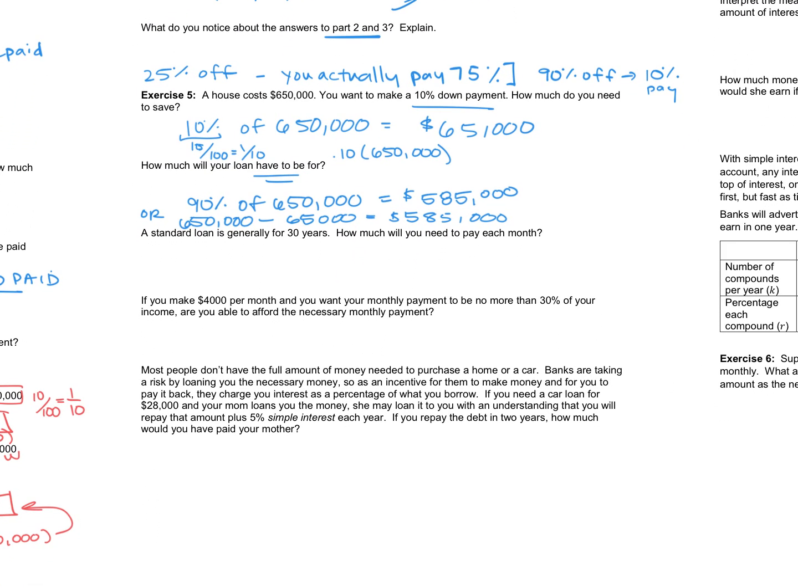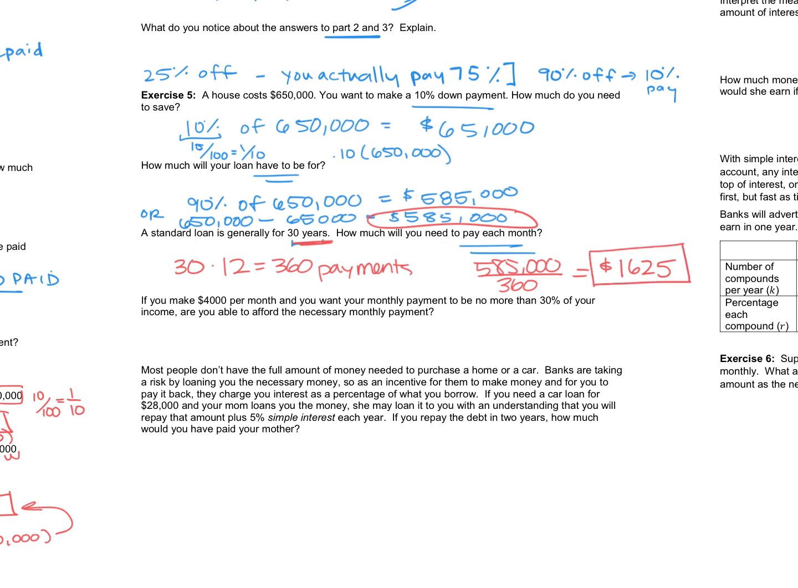Now, a standard loan is generally for 30 years. So how much do we need to pay each month? And just a little side note, this is not including interest. This is just paying what we would call the principal loan amount. So if we know that we need to pay $585,000 for 30 years, let's think about how many payments that would be. So 30 years, each year has 12 months in it. That's 360 payments. So if we take that $585,000 and divide it by 360, that would get me how much each of my payments, really the minimum just principal, would need to be. So that's $1,625.